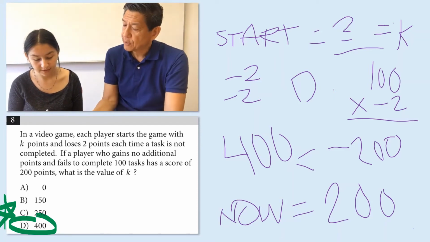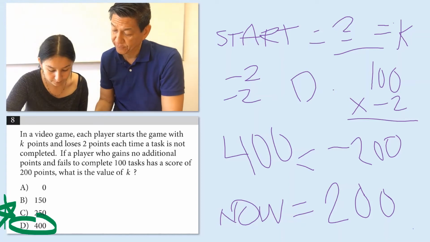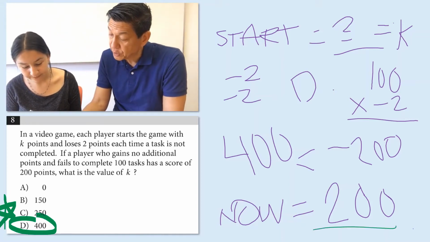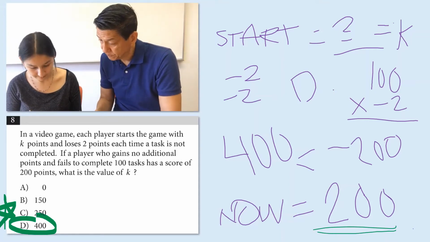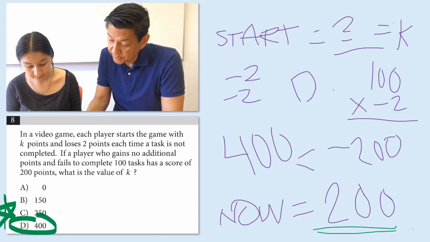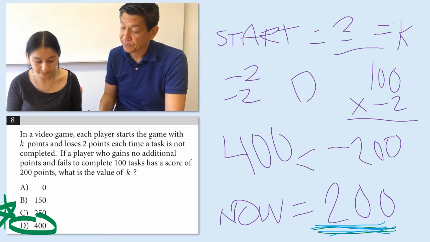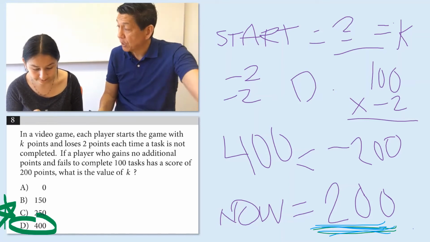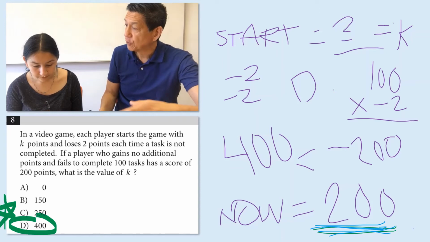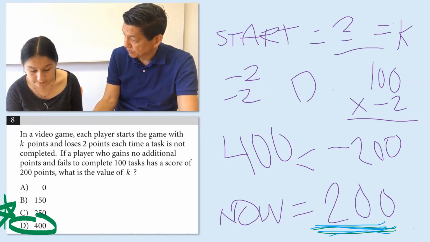Right. Okay, so we know that the player ended up, pick another color. What color do you want? Blue. Okay, so let's take that blue. We ended up with 200 points, right? Mm-hmm. Okay, we ended up with 200 points. And we don't know how many we started with, but we know that that starting value minus 2 lots and lots of times ended up with 200, right?